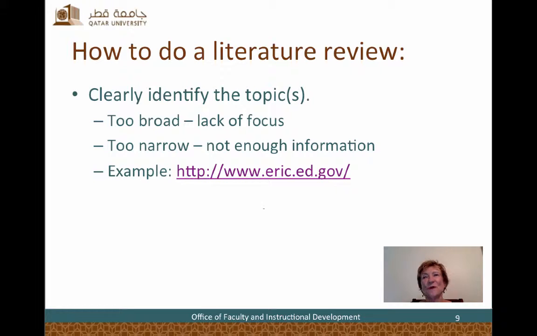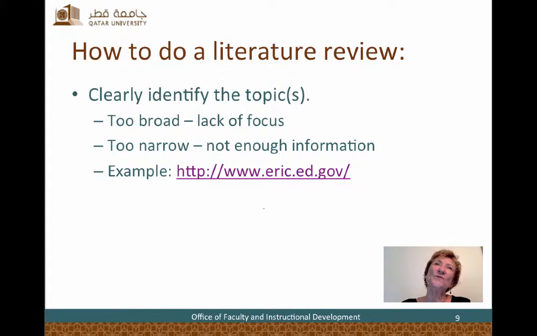Now, how to do one. These are the things it's supposed to accomplish. First of all, you need to clearly identify the topics that should be in your literature review. I suggest that you look at that question that we talked about, that may have turned into the title of your paper, but it's that central question, that central thing that your research is all about. And look for key words in that question. 3 to 5 key areas that are important to understand if you're going to understand your research.